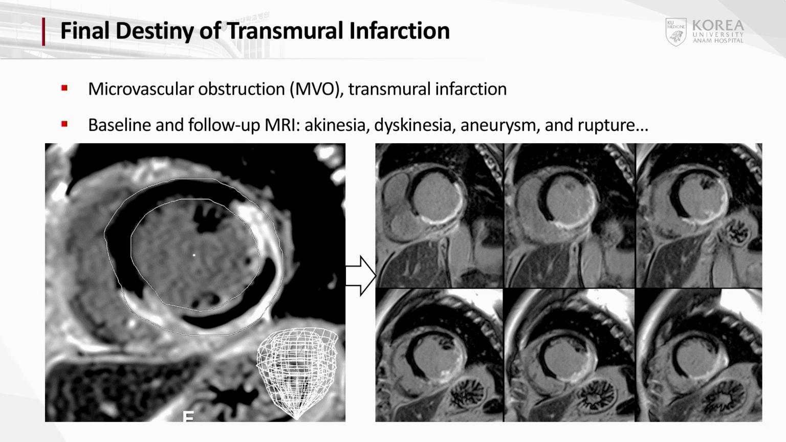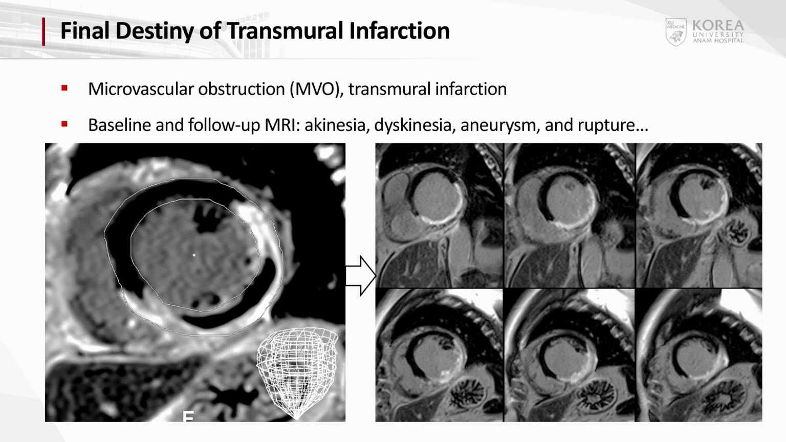Here is a case showing a transmural infarction with microvascular obstruction, or MVO. Here is the MVO in the inferior wall. MVO refers to the central core area of infarct where contrast gadolinium does not penetrate.